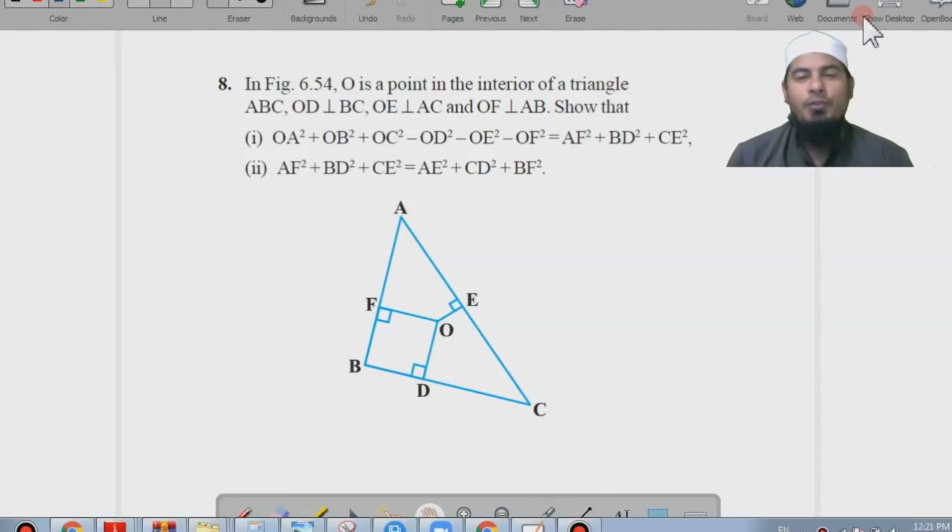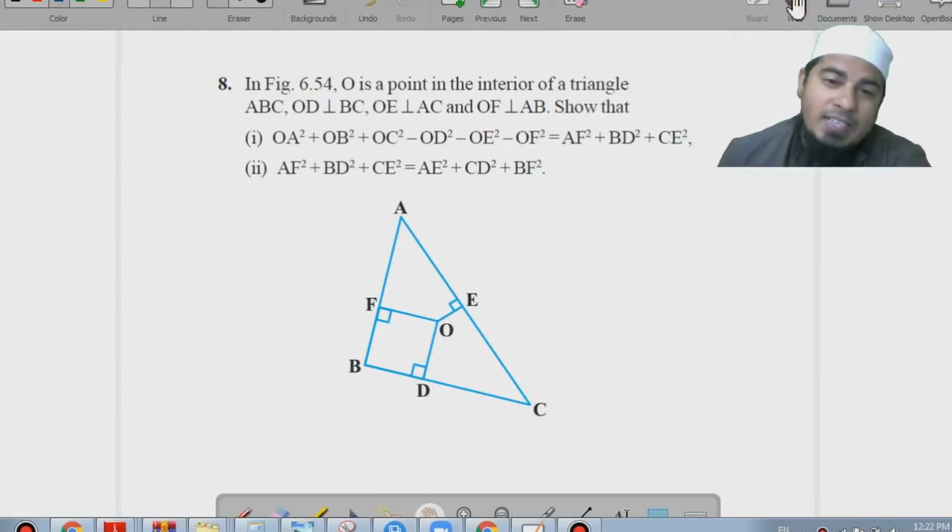We are doing an exercise on Pythagoras theorem. Up to problem number 7 we have covered in the previous video lesson. Here we are going to the eighth problem. Problem number 8 says O is a point in the interior of a triangle ABC. As you can see in the figure, O is in the interior of the triangle. Then OD, OF, OE are perpendiculars drawn from O to the given sides.